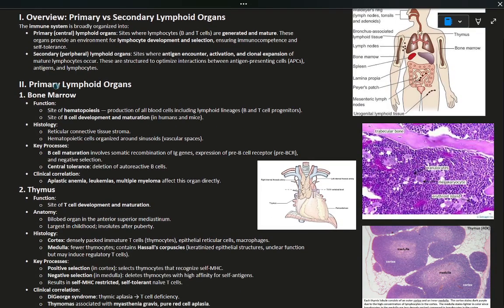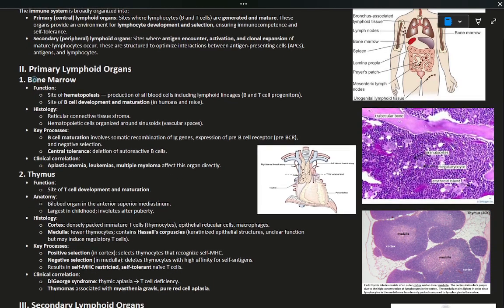So let's explore the specific primary lymphoid organs. The first one is bone marrow. The function of the bone marrow is to initiate hematopoiesis, which is the production of all blood cells, including your lymphoid lineages, like the B cells and the T cell progenitors. I should clarify that I meant to say the B cell progenitors and the T cell progenitors. It is also the site of B cell development and maturation, particularly in humans and mice.